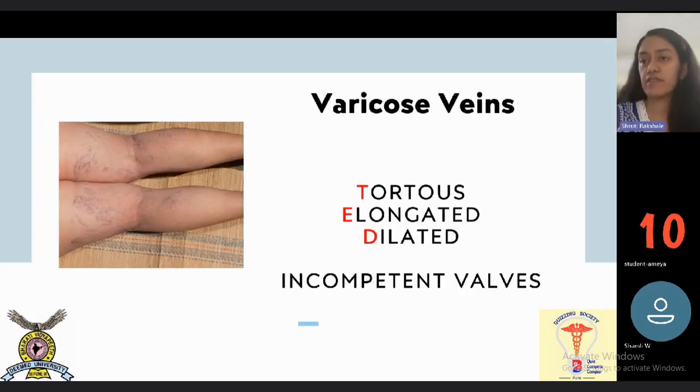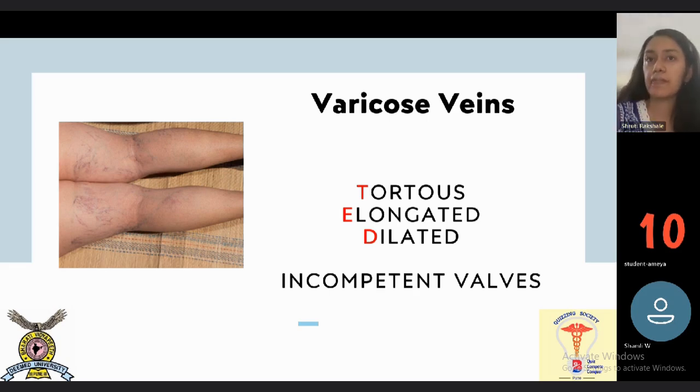So coming to our topic, that is varicose veins. So varicose veins are basically tortuous, elongated, dilated veins, and you can use a mnemonic called TED. So tortuous, elongated, and dilated. And the main cause for varicose veins is due to incompetent valves.